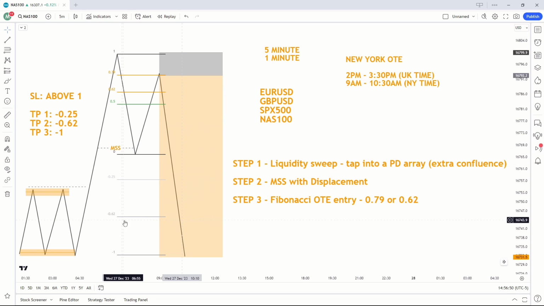TP2 at -0.62 and TP3 at -1. So those are our 3 take profits.